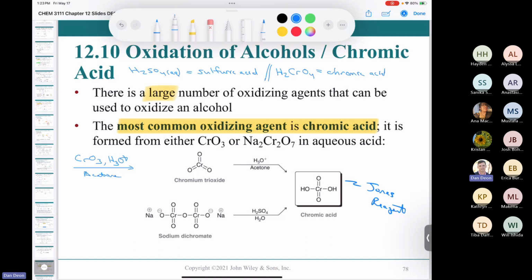Another way is to use sodium dichromate and sulfuric acid and water. So you'd write that as sodium dichromate, Na2Cr2O7, sulfuric acid, and water. Both of these do the exact same thing. They just make chromic acid. Chromic acid is a very, very strong oxidizing agent. So I'm going to circle it and say very, very powerful. It is a very strong oxidizing agent.